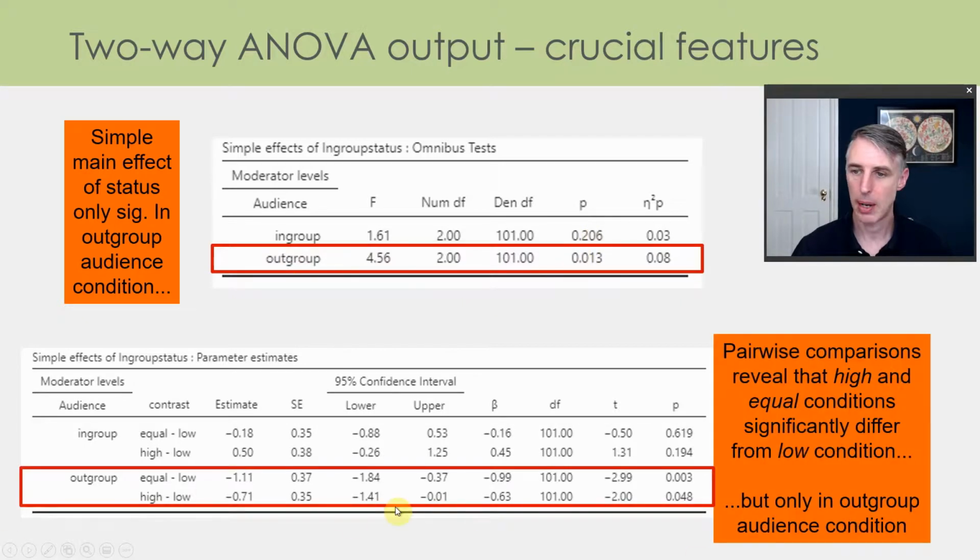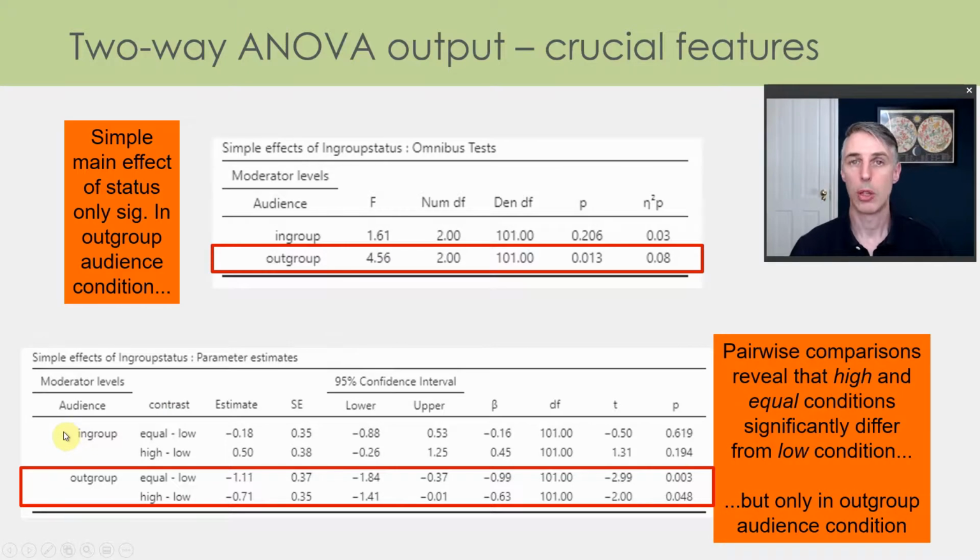And the pairwise comparisons also suggest that the high and equal conditions were significantly different from the low status condition, but only again in the out-group audience condition. Those are the p-values for each of those pairwise contrasts. And those same pairwise contrasts are non-significant in the in-group audience condition.